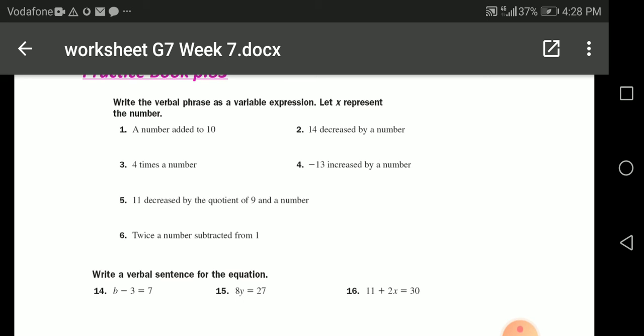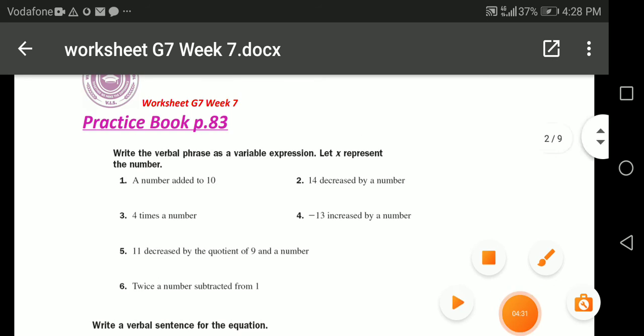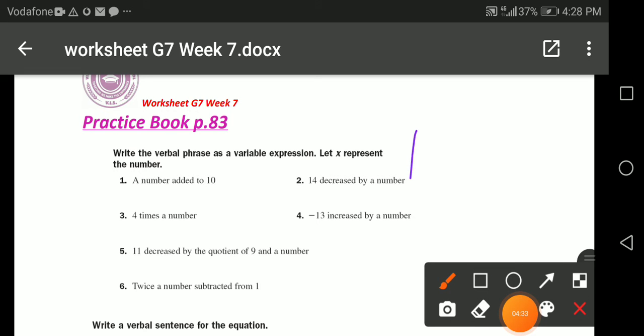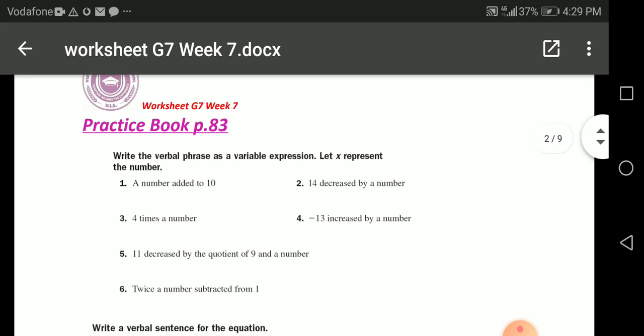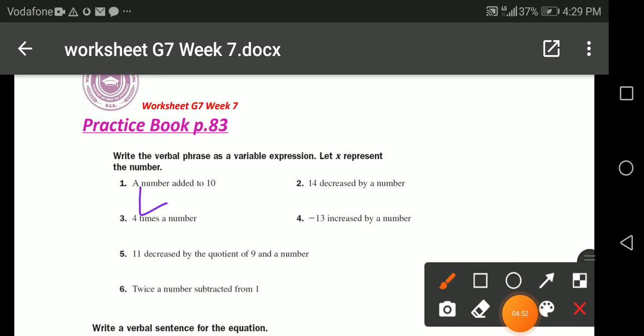14 decreased by a number. Okay, 14. So here, 14 decreased by a number. 4 times a number, which is x. Miss Dina, where is the multiplication sign? I can put here 4 times x, or I can just say 4x, right?